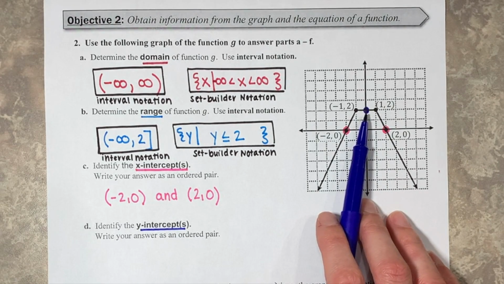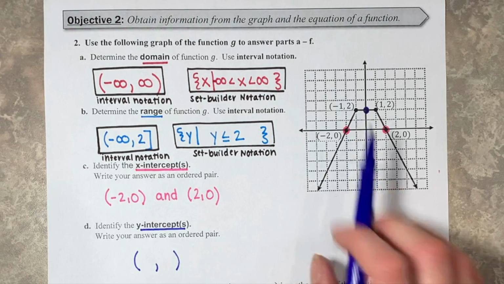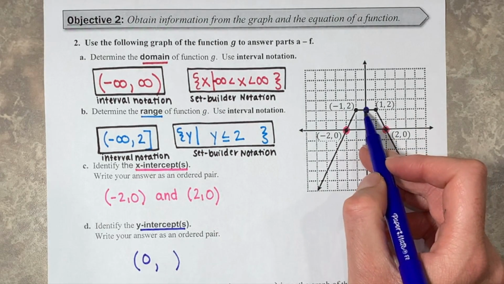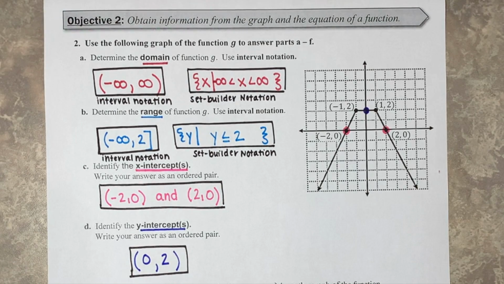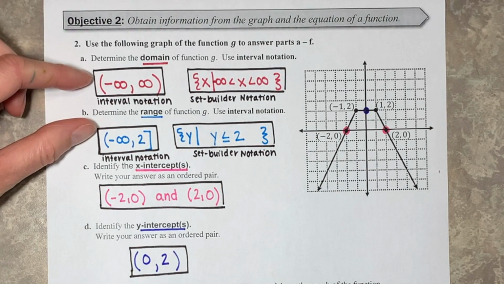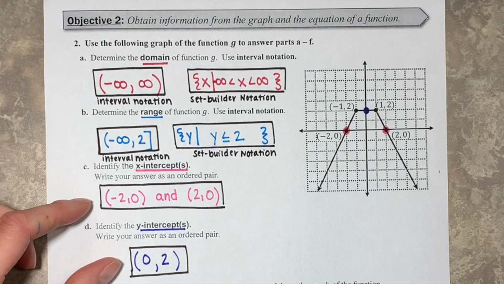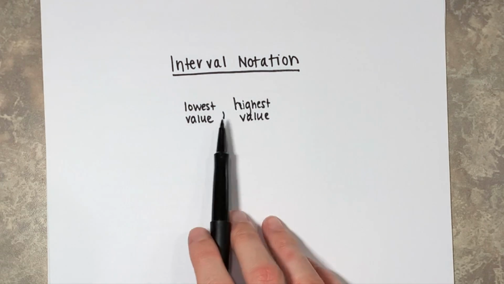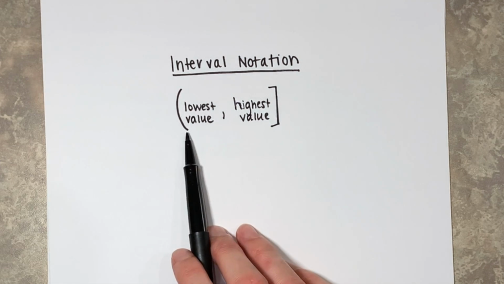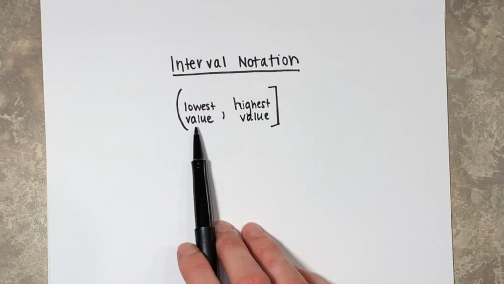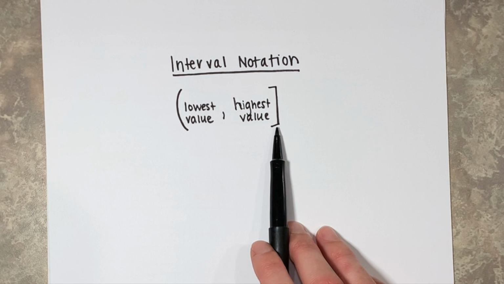And to write this as an ordered pair, the x-coordinate is 0, and the y-coordinate of that y-intercept is 2. What can often lead to confusion is the fact that the notation for interval notation is very similar to the notation for ordered pairs. For interval notation, we always list the lowest value, and then we put a comma and list the highest value. And for interval notation, we use parentheses if we do not want to include that endpoint, and we use brackets if we do want to include the endpoint.